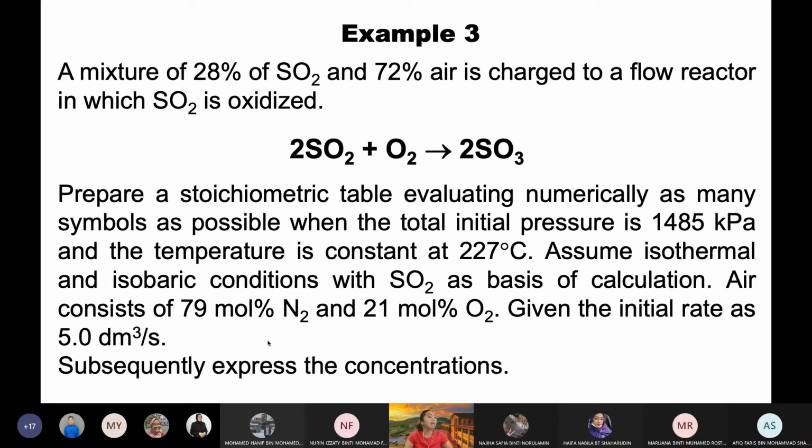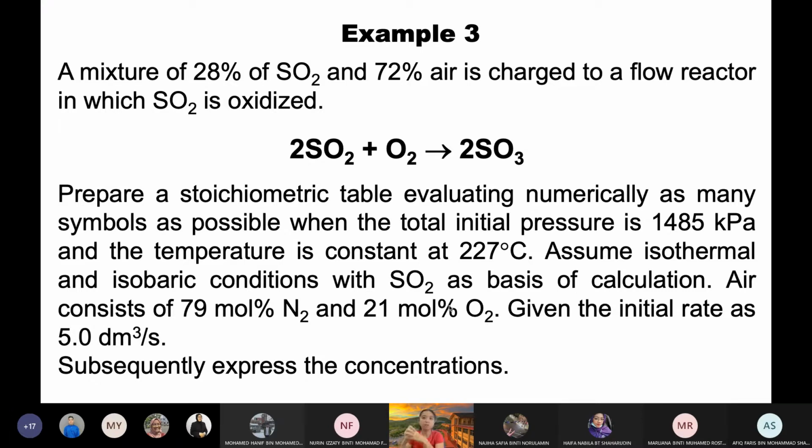Okay, and now the next information. Air consists of 79 mole percent nitrogen and 21 mole percent oxygen. Okay, so now there is one more problem. Earlier it said that in the total system we have 72% air. Within this 72% air, the composition is 79% N2 and 21% O2. So the 79-21 only covers the air part. It is not the mole percent of the whole system, only the mole percent within the air, 79 N2, 21 O2.